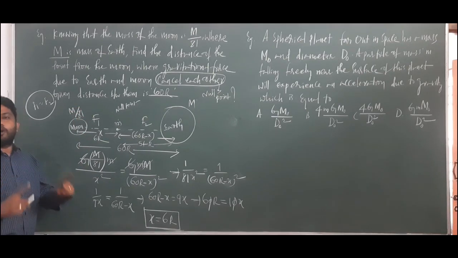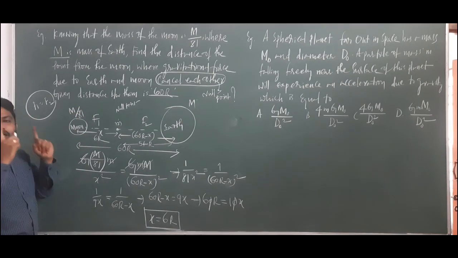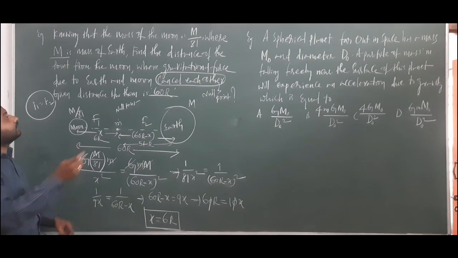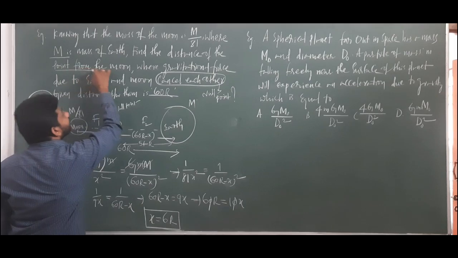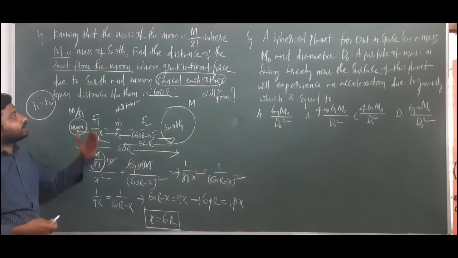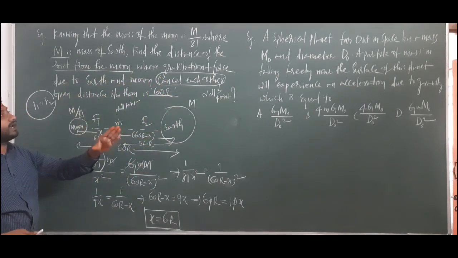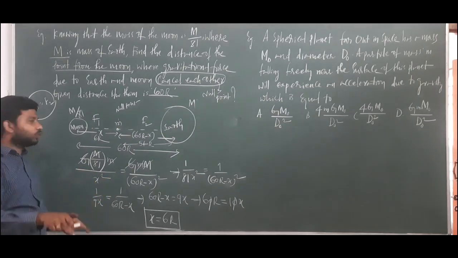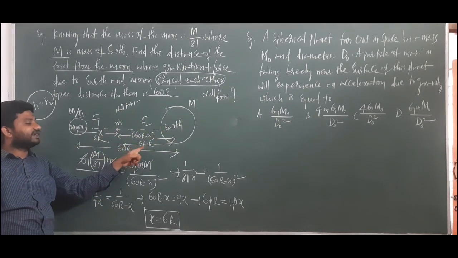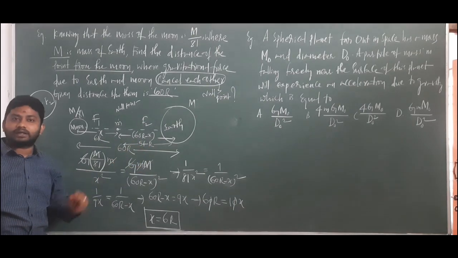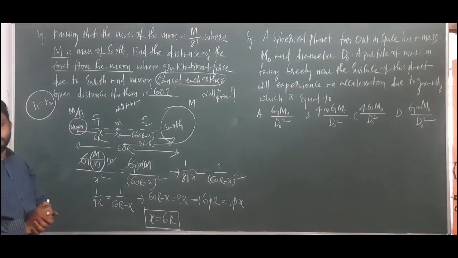You should see the options. As it is clearly given in the question, find the distance of the point from the moon where the gravitational force due to earth and moon cancel each other. From the moon, the answer is 6r. From the earth, the null point is at a distance 54 times r. Like this, questions will be asked.